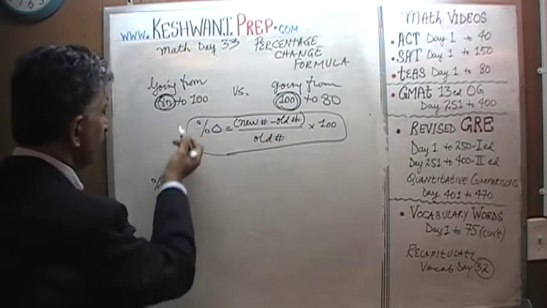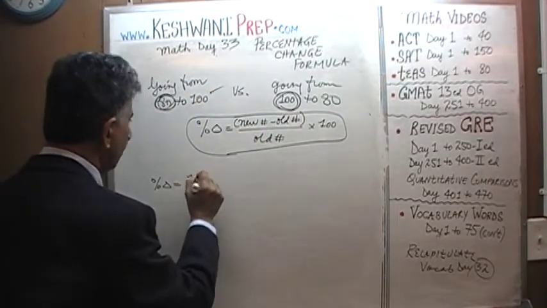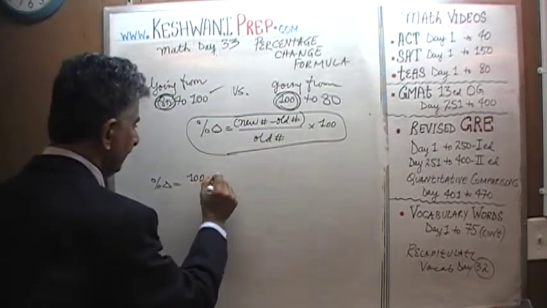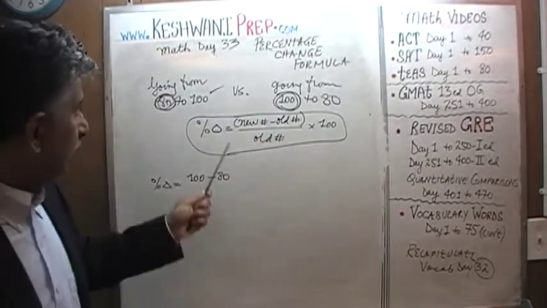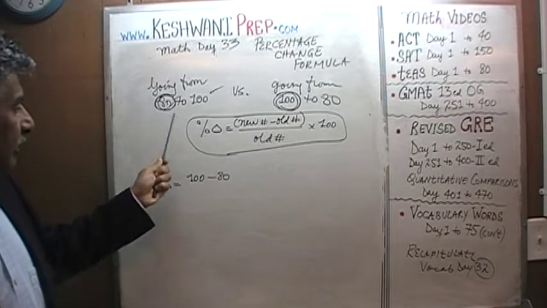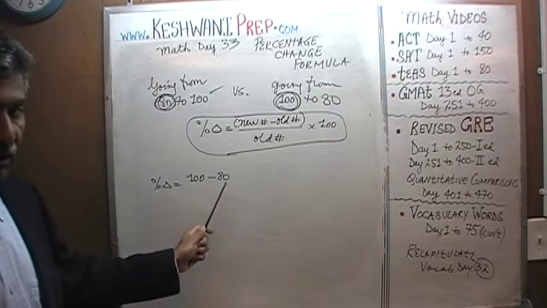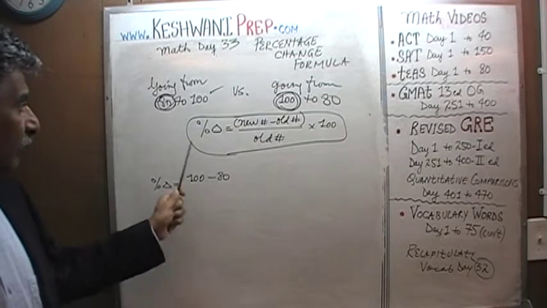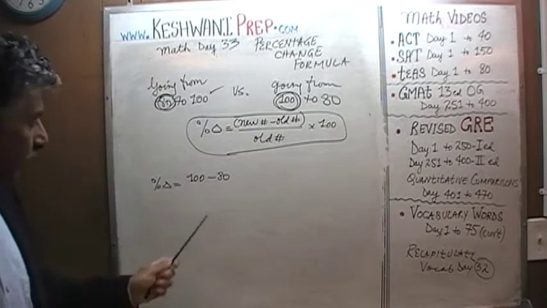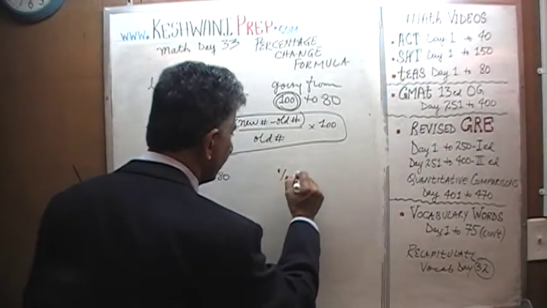So here, the percentage change in this scenario is going to be: the new number is 100, minus the old number, which is 80. And hence we get a difference of positive 20. Positive 20 tells us that the quantity has gone up in value. Of course, it's gone up from 80 to 100, hence the positive 20. Here it will be a negative 20 change.